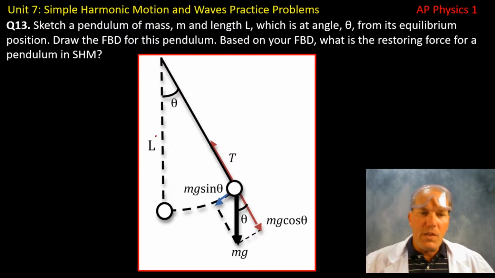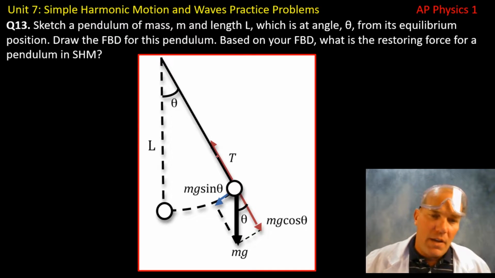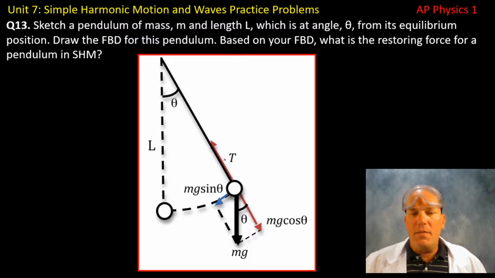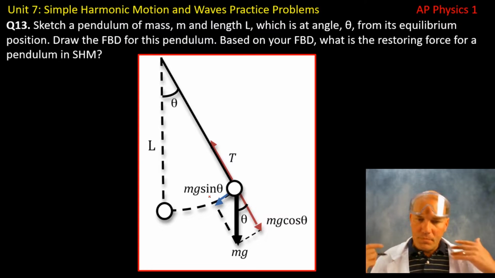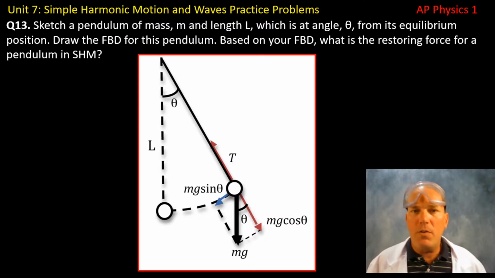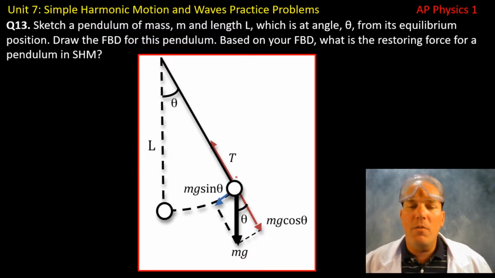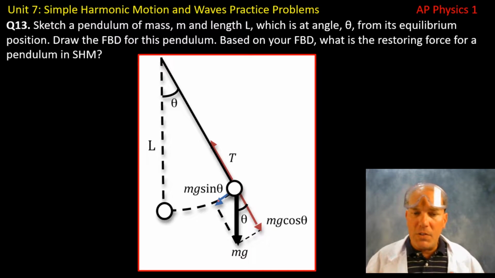So we have our L, theta. Here is the bob, or the mass on the string, and force of tension. And again, look, the force of gravity is straight down toward planet Earth, as indicated and marked mg here. And then we have our resolved vectors also on this schematic.